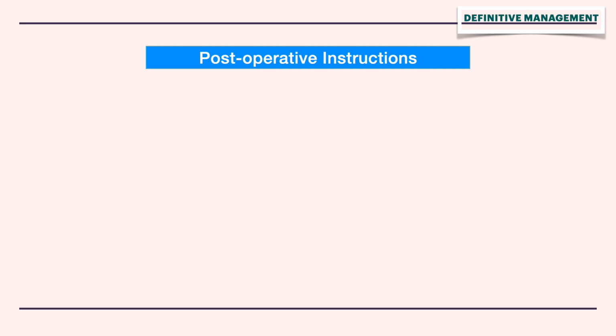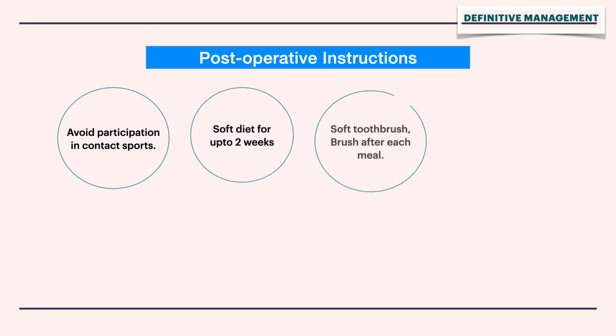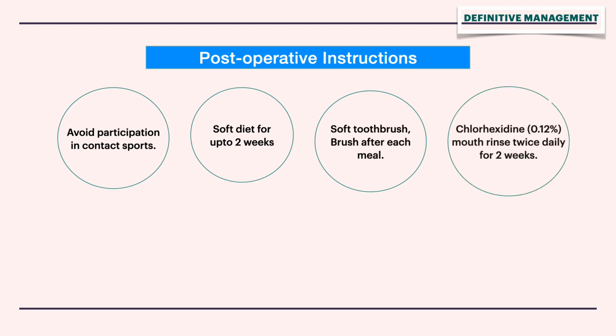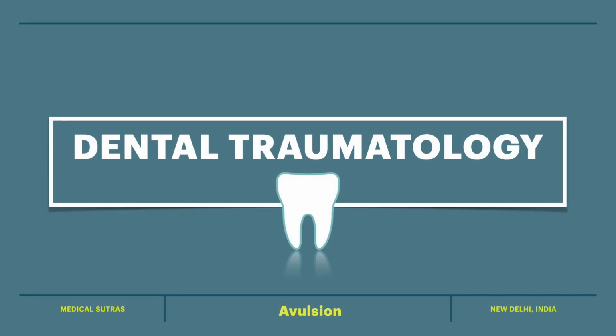At last, the postoperative instructions to be given to the patient include avoiding participation in contact sports, soft diet for up to 2 weeks, regular cleaning of the tooth after each meal with a soft toothbrush, and chlorhexidine mouthwash twice daily for 2 weeks. Also, the patient should be informed about the prognosis and potential cost and time required for different treatment options. That's all about avulsion.